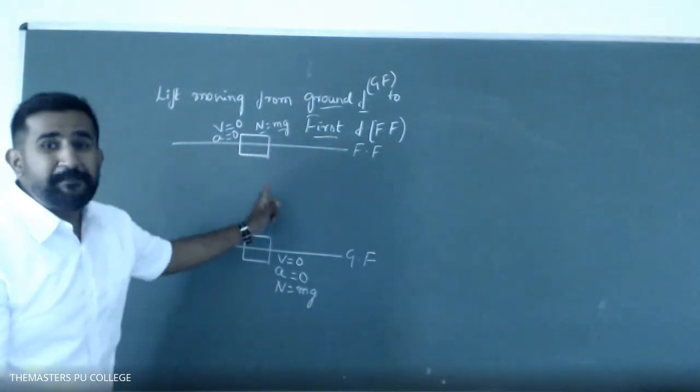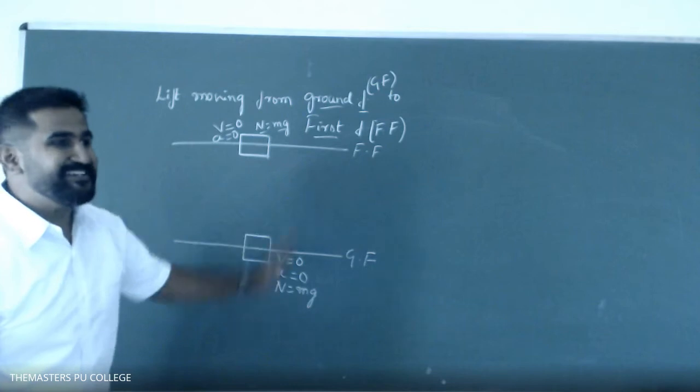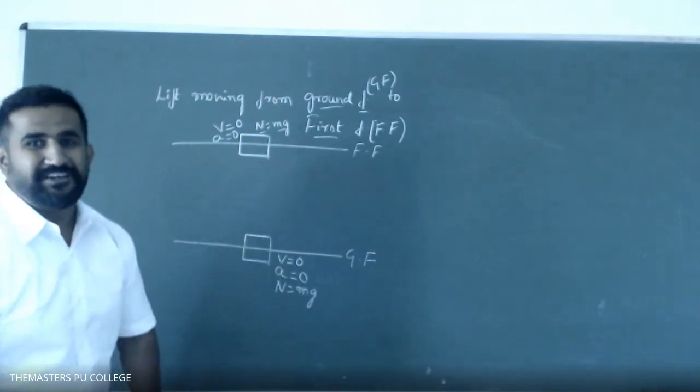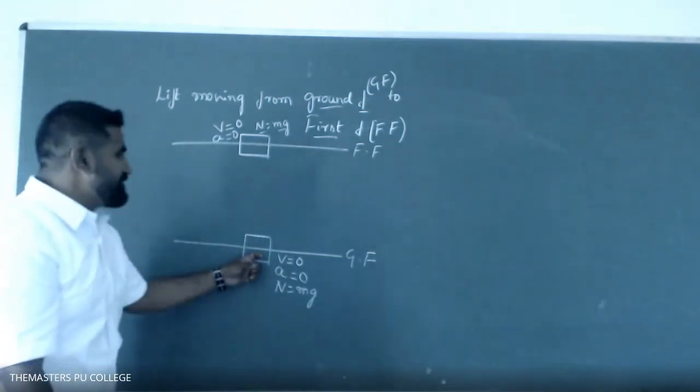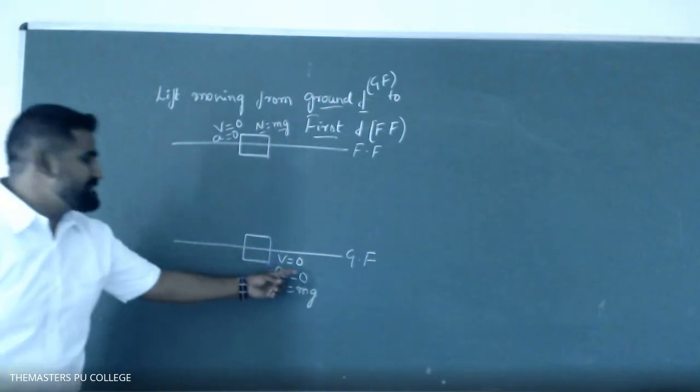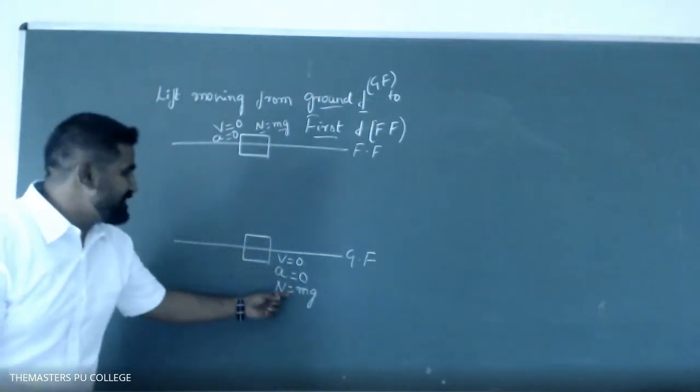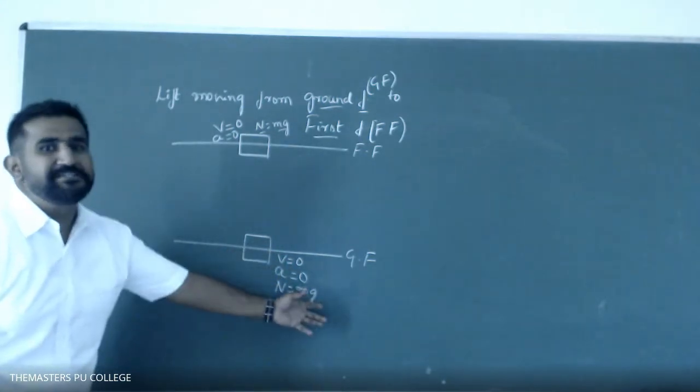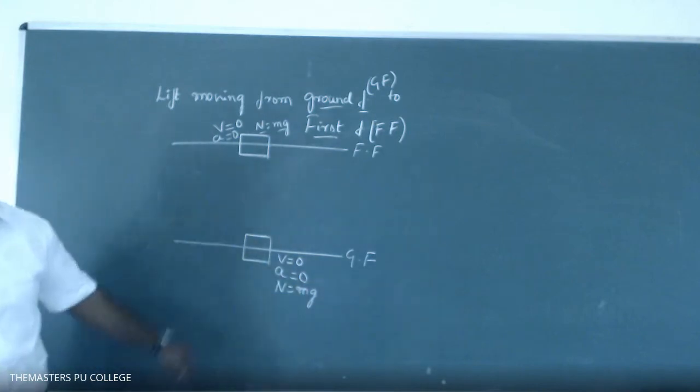At the first floor, apparent weight will be equal to true weight. No doubt in this. Very simple. Here the velocity of the lift is 0, then acceleration is 0. If acceleration is 0, N is equal to mg, apparent weight is equal to true weight. Done. Ground floor done.